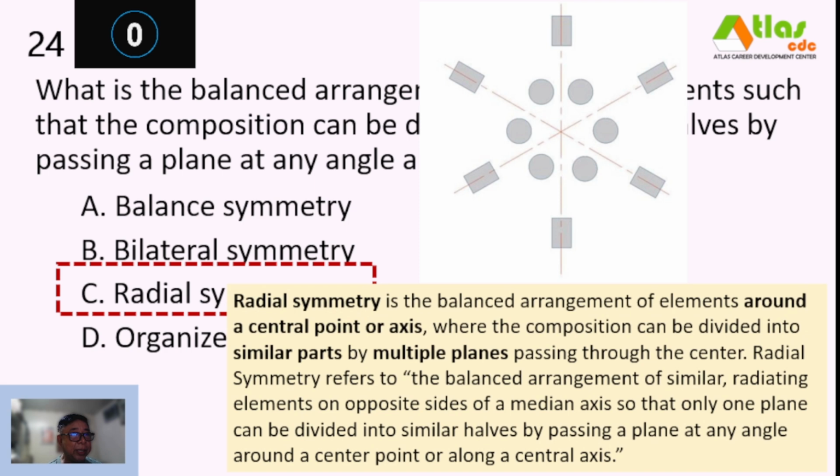Radial symmetry. So radial symmetry is the balanced arrangement of elements around a central point or axis, where the composition can be divided into similar parts by multiple planes passing through the center. Radial symmetry refers to the balanced arrangement of similar rotating elements on opposite sides of a median axis so that the composition can be divided into similar halves by passing a plane at any angle around a center point or along a central axis.